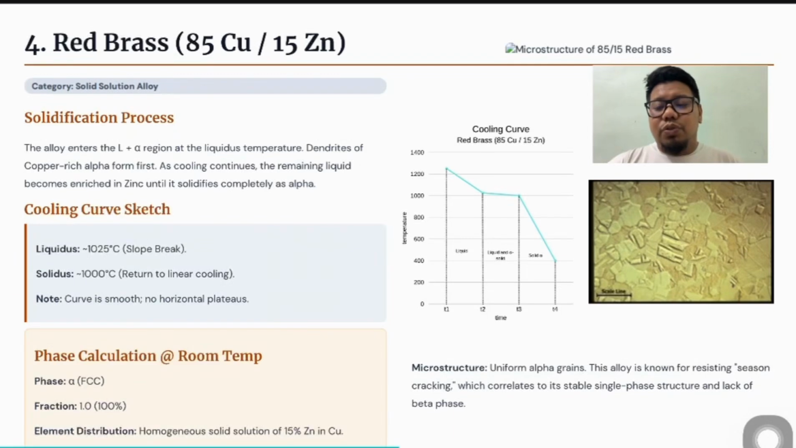Now let's move on to page 23. This is the red brass. The recipe changed slightly compared to before. It contains 85% copper and 15% zinc. This alloy is famous for being tough. It is known as the best copper alloy for resisting corrosion.